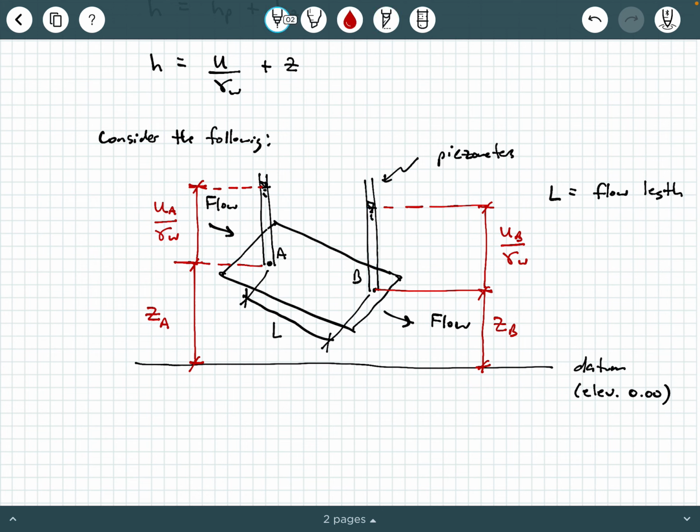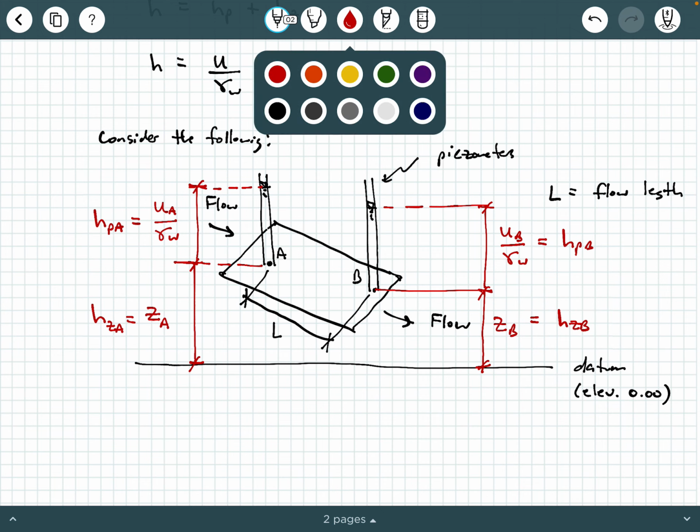And we have a pressure head at A and B. So if you want to put some extra labels here, we can say H sub PA, that's the pressure head at A, is equal to UA over gamma water. And then H sub Z A, which is the elevation head, is Z sub A. And similarly, we can say this is the pressure head at point B, and this is the elevation head at point B. Okay? Now, these are how everything is related together.